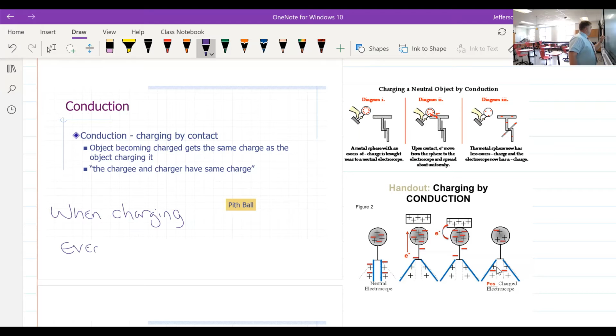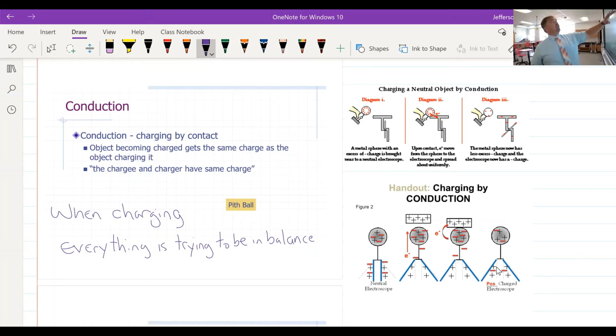everything is trying to be in balance. And that's how things become charged, is that the charge is going to try and balance out. We still have the law of conservation of charge. The total amount of charge in a process remains constant. What we're going to try and do is we're going to try and balance it out.